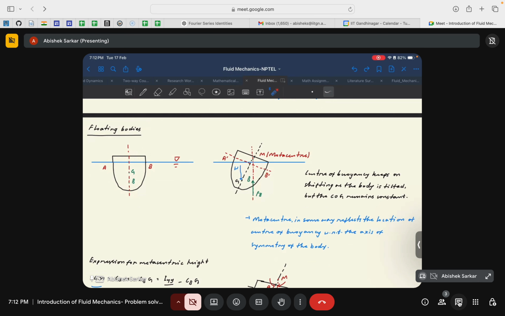Of course, for a ship, the floating part would be much larger than the submerged part, or at least much larger than the part that we have shown here. But that's the motivation behind understanding the stability of these floating bodies. So with that, let us proceed.